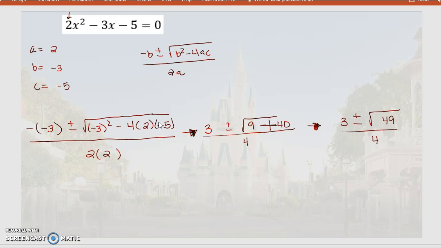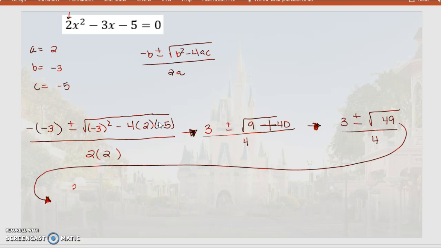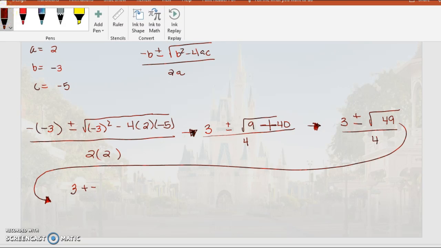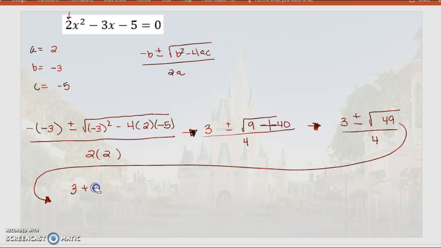49/4. I'm getting excited because 49 is a perfect square, which means I can go ahead and break it right out of that radical. So 3 plus or minus the square root of 49, which happens to be 7, all over 4.